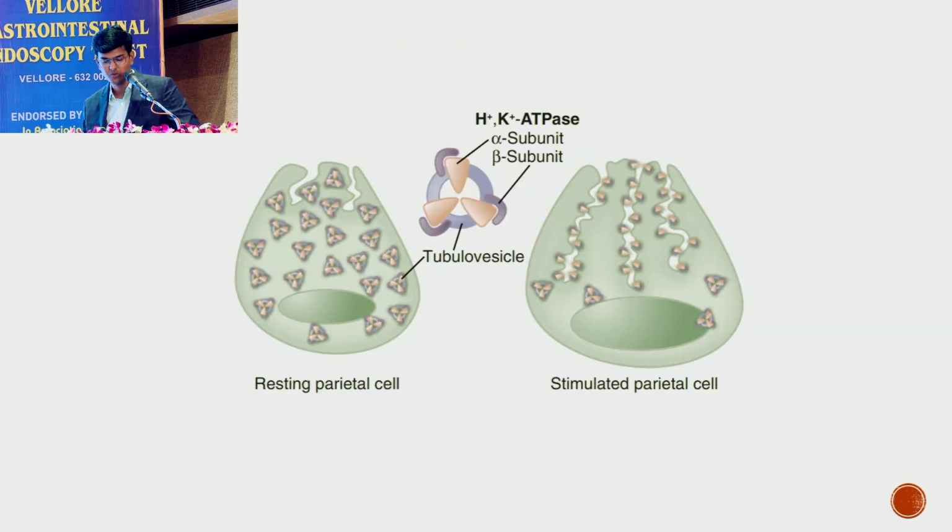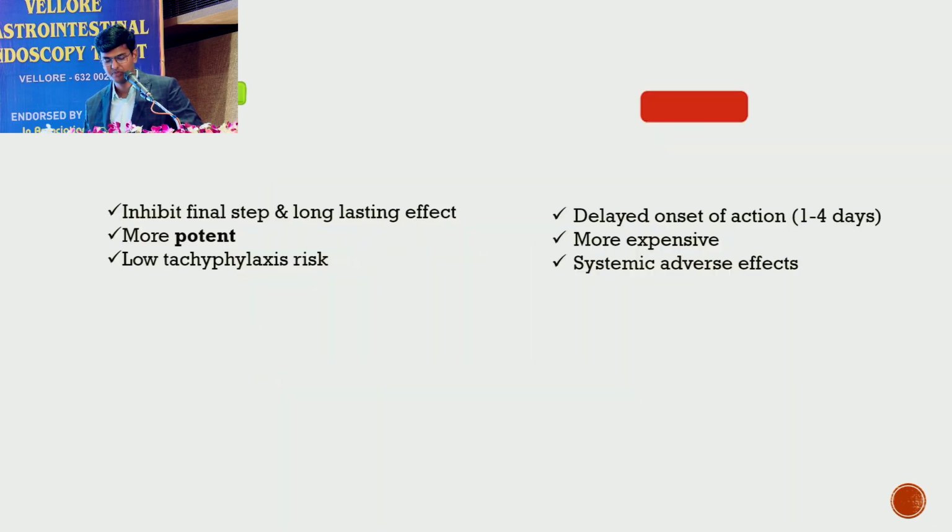It came into commercial use. We all know that inside the parietal cells, hydrogen potassium ATPase pumps are in an inactive form. Once activated, the pump moves to the canalicular membrane and starts producing acid. PPIs bind only the active hydrogen potassium ATPase pump; inactive pumps cannot be blocked by PPIs. That's the problem. PPIs inhibit the final step, with long-lasting action, more potency, and low tachyphylaxis, but they have systemic adverse effects and delayed onset of action when compared to PCABs.